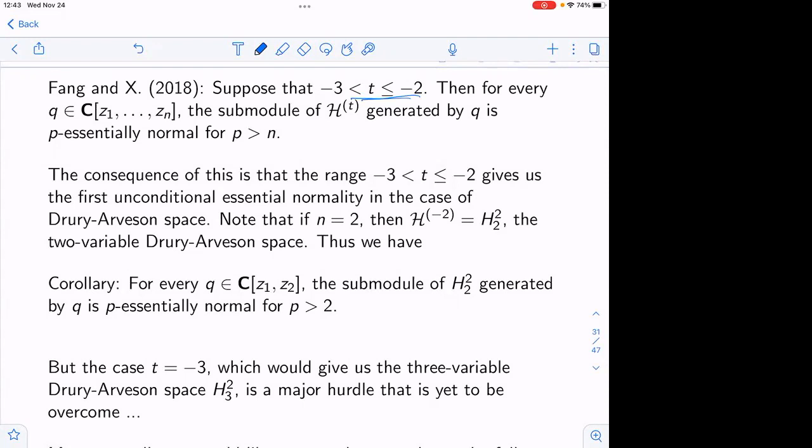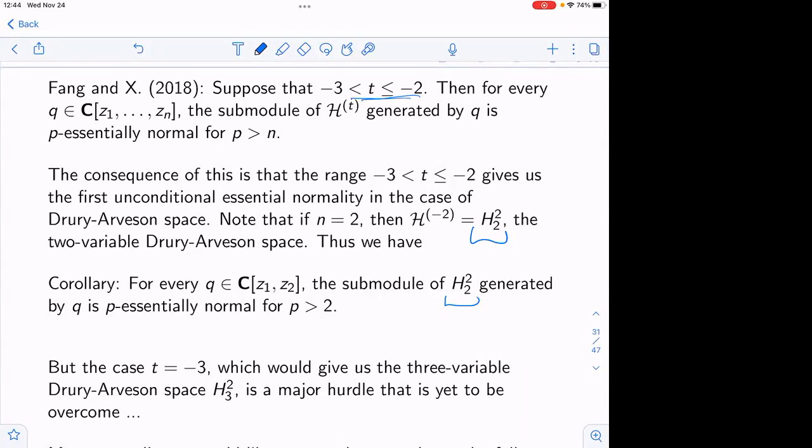So what's nice about this is that it includes the case where t equals -2. So t equals -2 just gives us this one single Drury-Arveson space. So a particular corollary is that for this Drury-Arveson space, the case n equals 2, if you have any two variable polynomial, then the submodule generated by it is actually p essentially normal for p greater than 2.